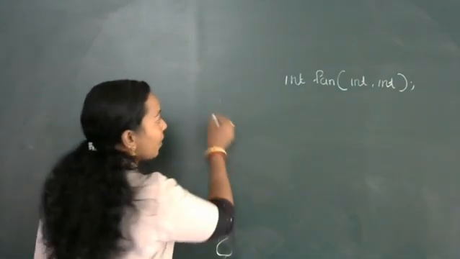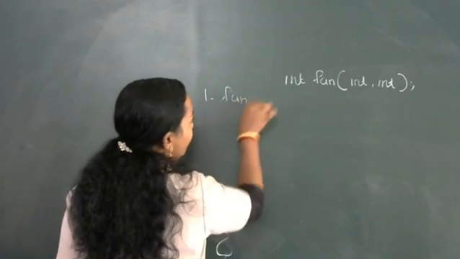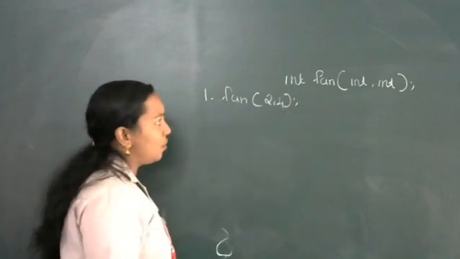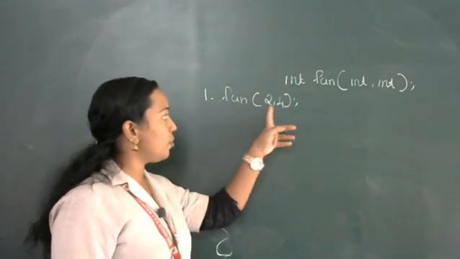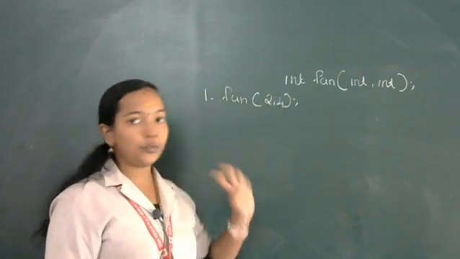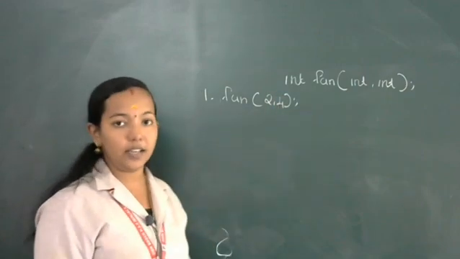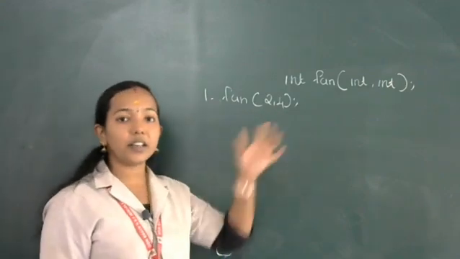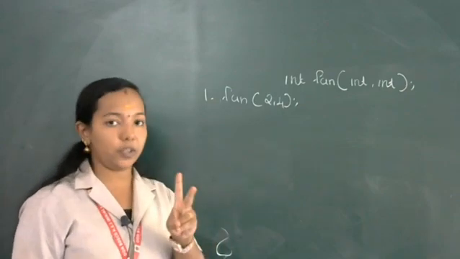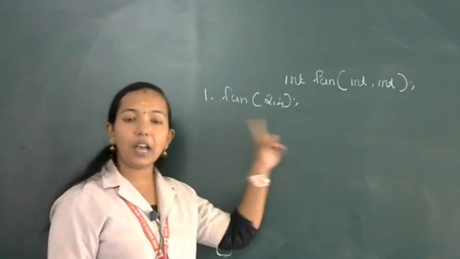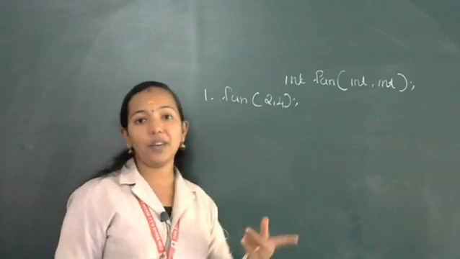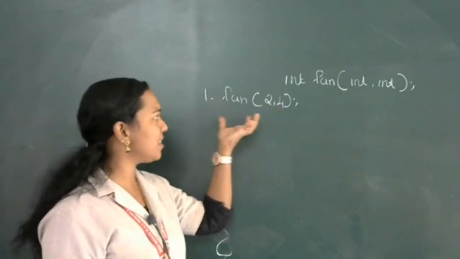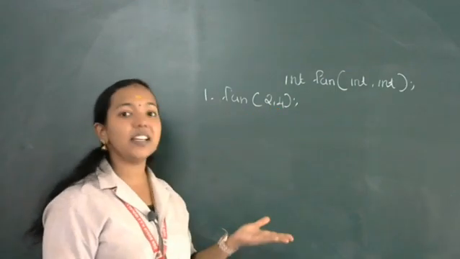The first function call is fun 2, 4. So here 2 and 4. 2 will be assigned to the first integer variable, 4 will be assigned to the second integer variable. But this is an invalid function call because this function will return one integer value. So there are two possibilities. We can assign that integer value to a separate variable. Otherwise, we can include this in a function output statement. But it is not like that. This is just declaring a value.